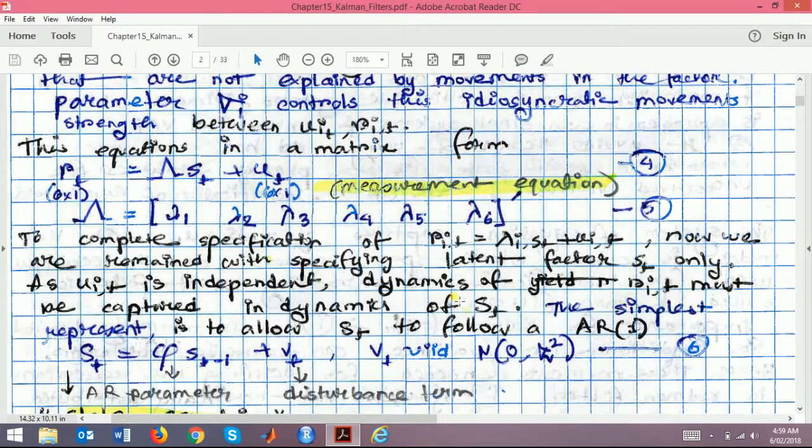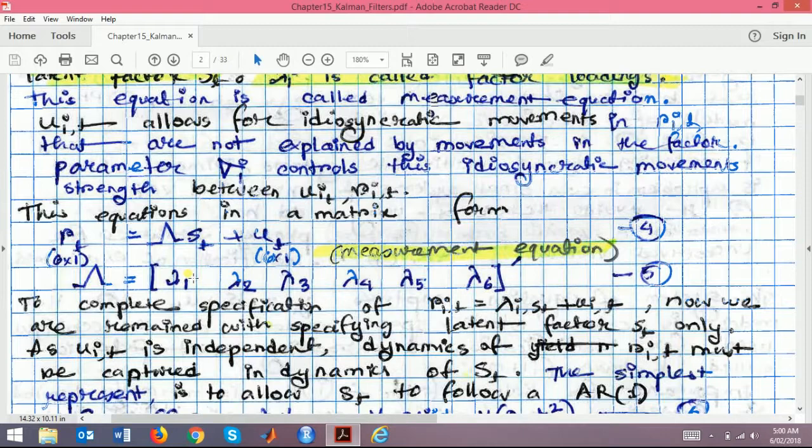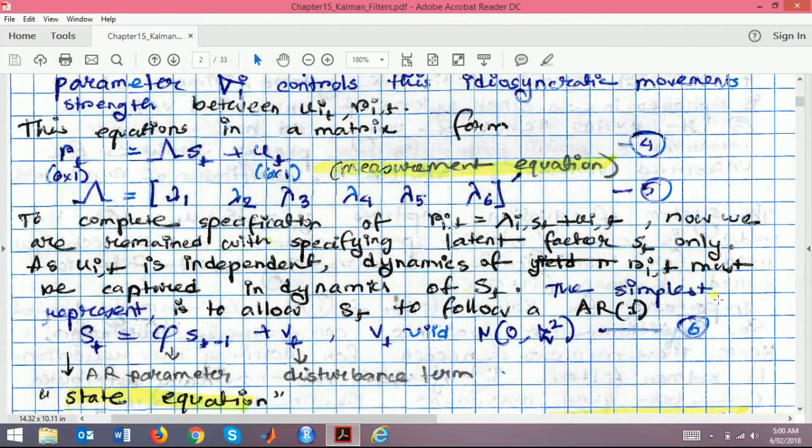To complete the specification of the interest rate equation, Ri,t equals lambda i st plus ui,t, we are now left with specifying the latent factor st only. As ui,t is independent, the dynamics of the interest rate must be captured in the dynamics of the latent factor. And as I said, lambda is called the factor loading as well. This equation is the measurement equation. The simplest representation is to allow st to follow an autoregressive one process, because it captures the dynamics of the interest rate.